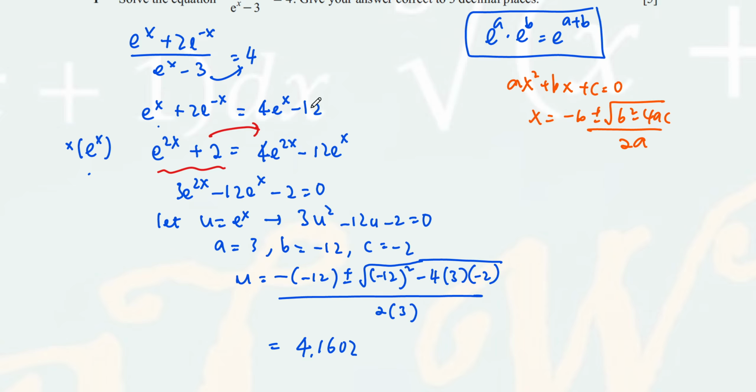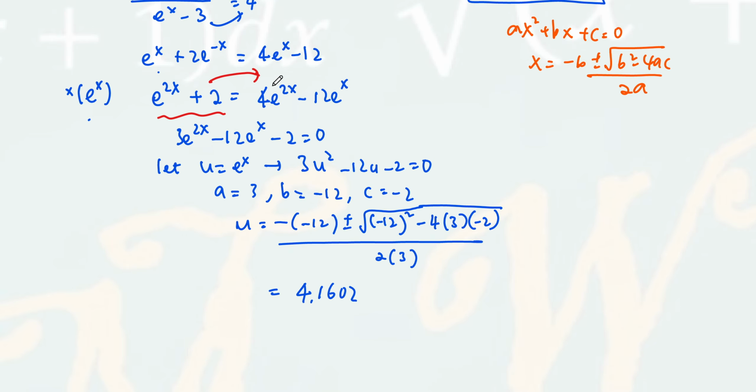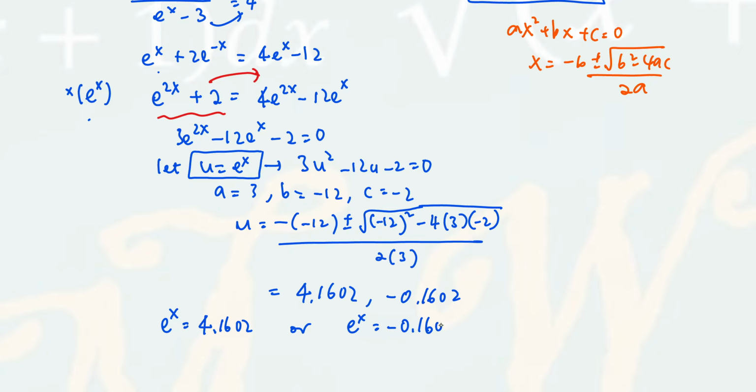Okay, then from here, you will be getting the answer 4.1602. Now, since the question is asking for 3 decimal places, and now I'm just getting my working, so I will give 4 decimal places. And the other value will be negative 0.1602. Now, substitute this u into your e^x, because you need to find x. So, e^x equals 4.1602, or e^x equals negative 0.1602.